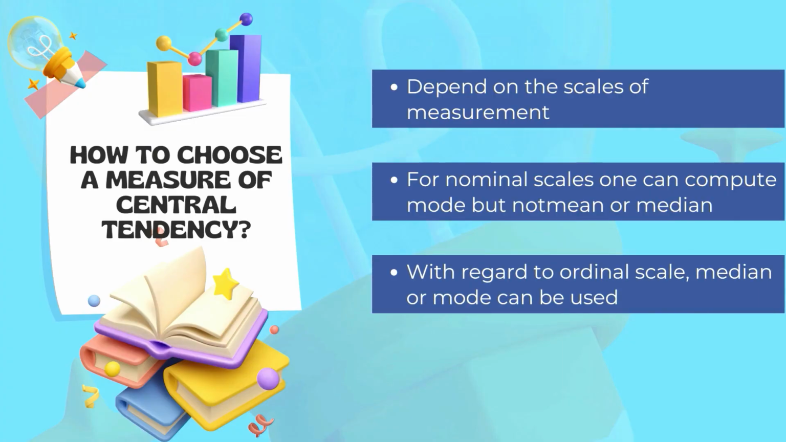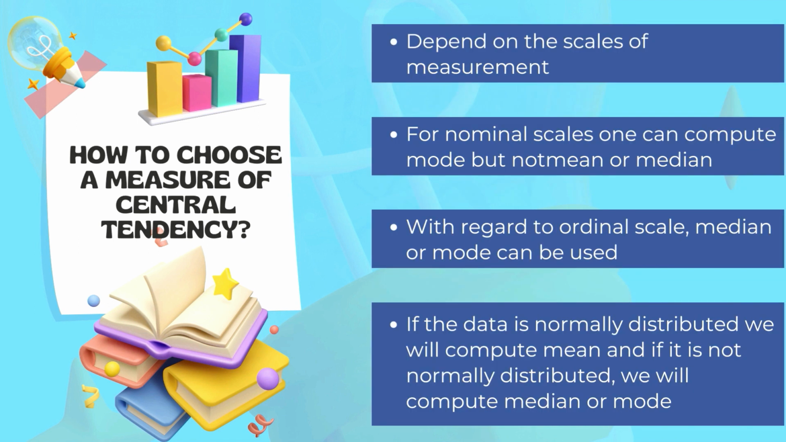If the data is normally distributed, we will compute the mean. If it is not normally distributed, we will compute the median or mode. Here I am using the term normal distribution. It can be explained in more detail in an upcoming lecture, because this is a concept which we usually discuss in the further analysis of the data.